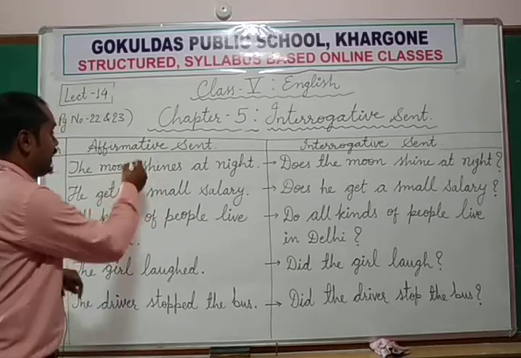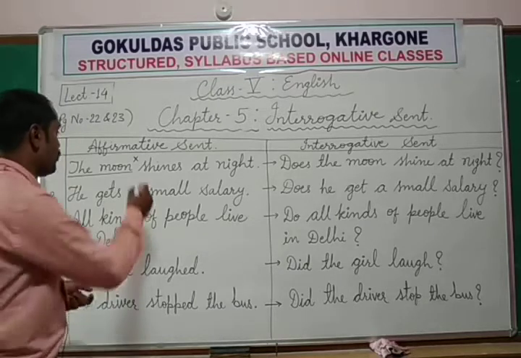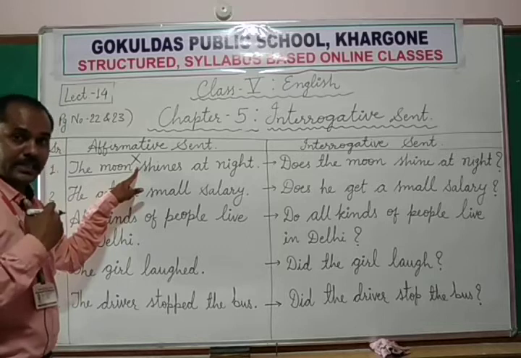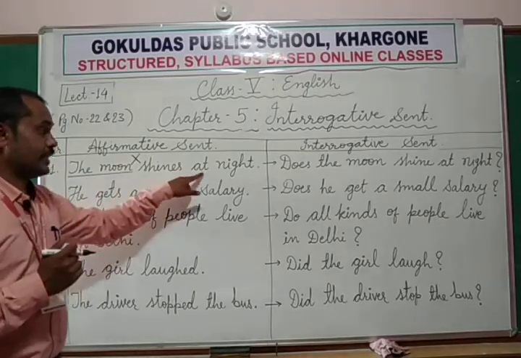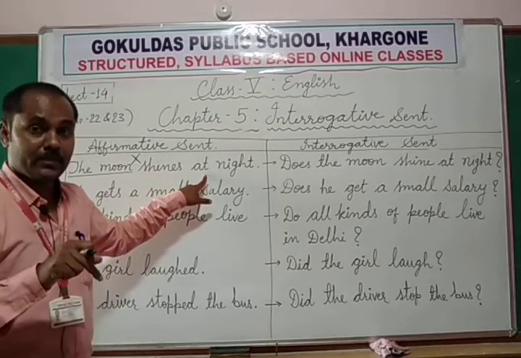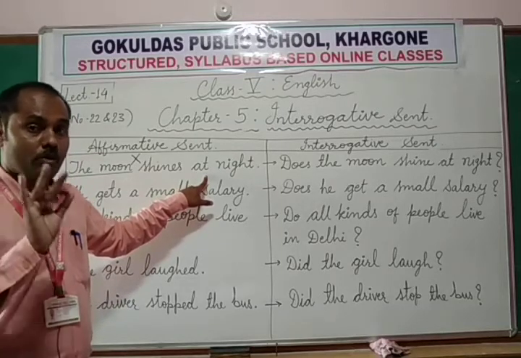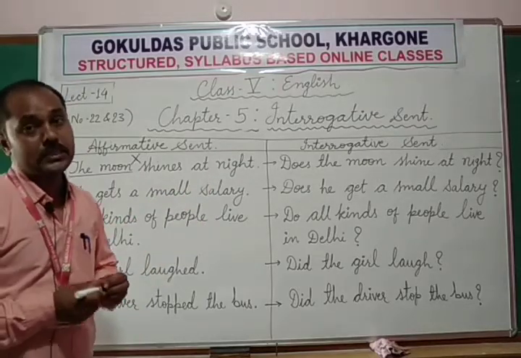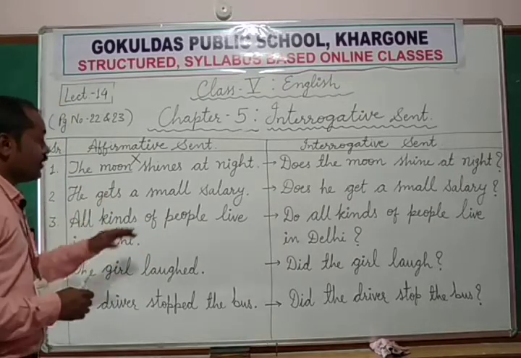There is no helping verb given here. So what to do? We need to add one helping verb from our side. Shines at night, so it is present simple tense, chamakta hai. In present tense there may be two helping verbs, do or does. Now, before adding do or does, we need to pay attention to which should be added here.